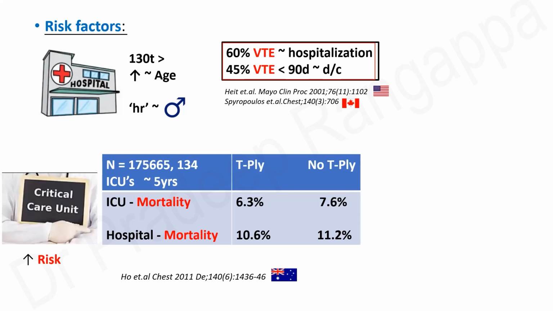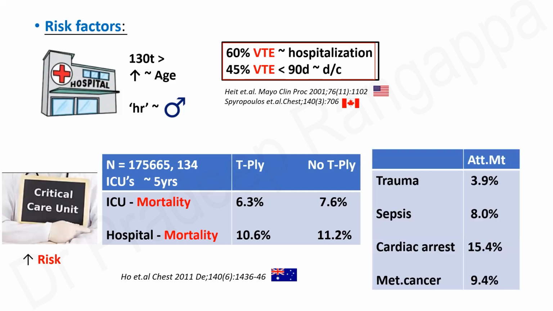So this is a study from Australia in 2011, which is a very large data set of 175,000 patients in 134 ICUs, where they compared the difference in risk between patients who got thromboprophylaxis versus no thromboprophylaxis, and they found the ICU mortality was significantly less in patients who got thromboprophylaxis, and so was the hospital mortality. And the attributable mortality of venous thromboembolism, as you see, was found to be highest in patients who sustained cardiac arrest within the hospital, 15.4%.